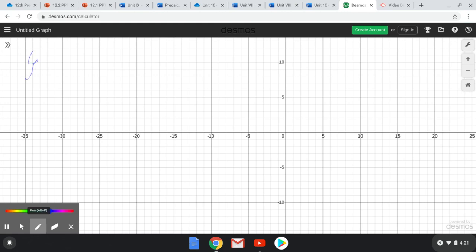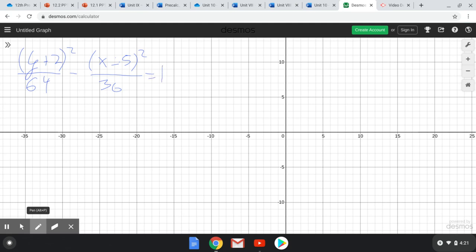So this is going to be (y + 2) squared over 64 minus (x - 5) squared over 36 equals 1. Okay, so this is our equation, and we're going to be graphing this.